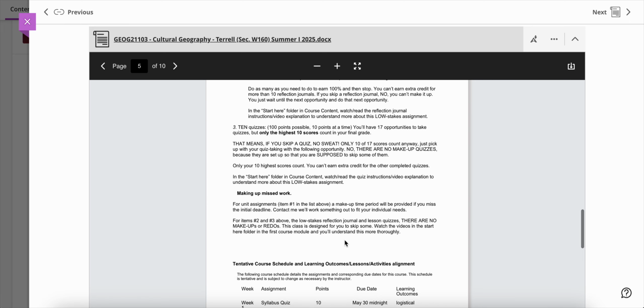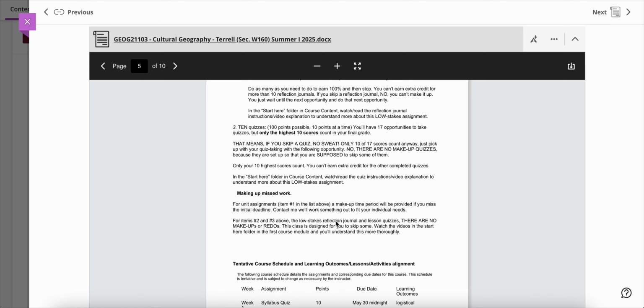Okay, so you can't make up quizzes or reflection journals if you skip them. There will be a limited available time period for you to make up a unit assignment if you skip it or miss the deadline. But I will be in contact with you, or you will be in contact with me, to figure out what that window of opportunity is for you to make up that unit assignment.